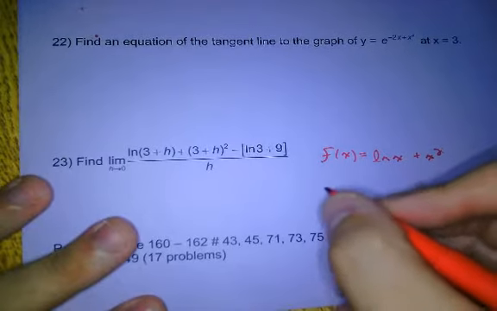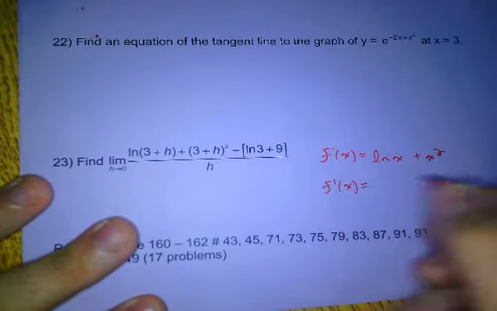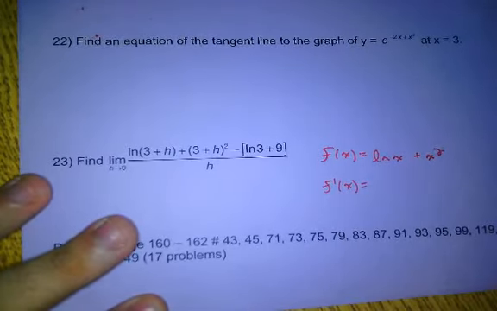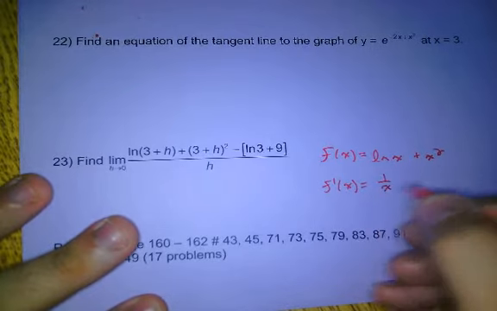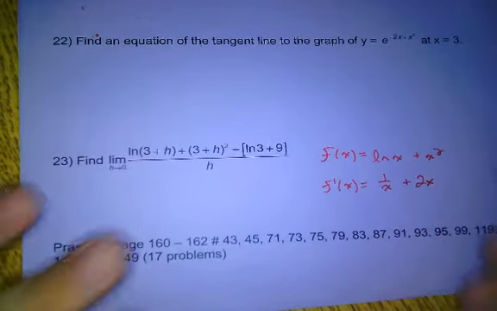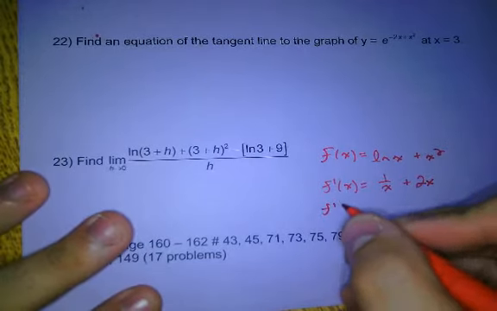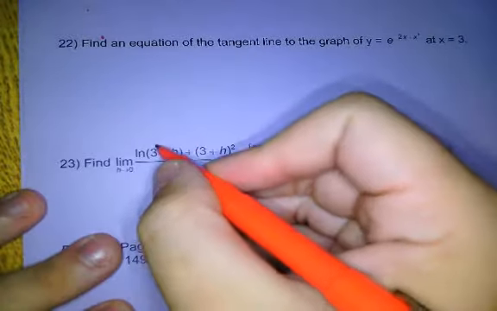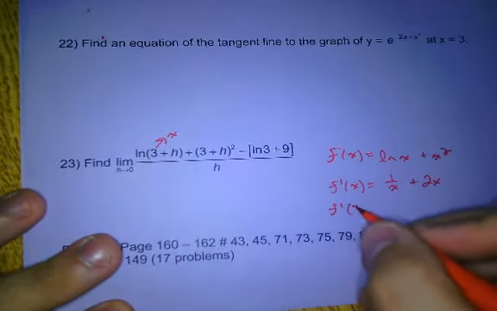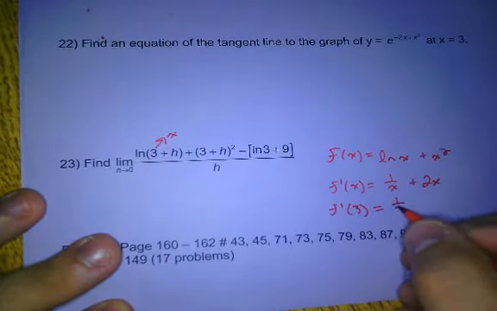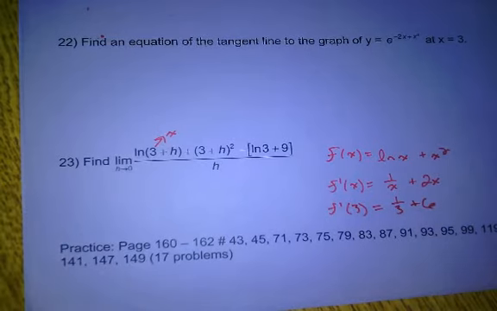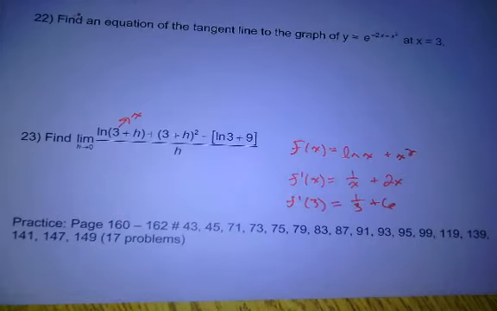What's the derivative of this? Very good, everybody. 1 over x plus 2x. And you have to plug in a what? Don't say 0. It's a 3. So plug in a 3. You're going to get... There you go. All right, we good?